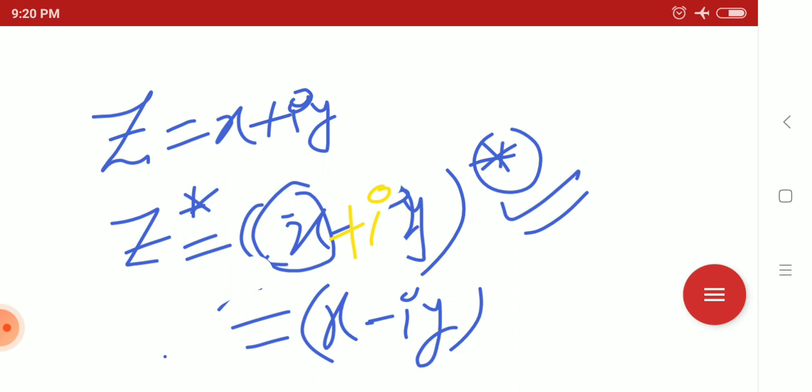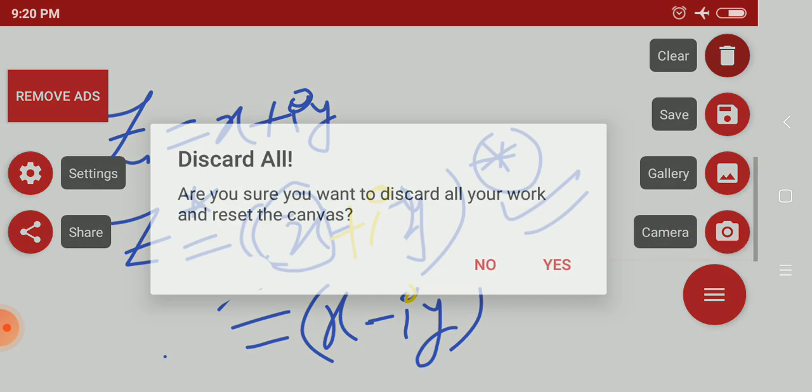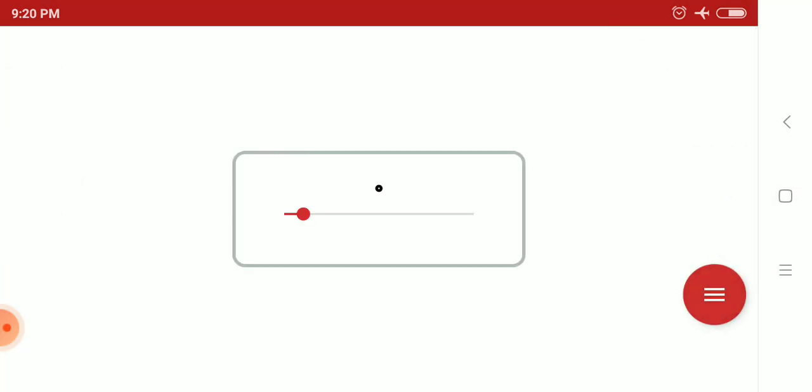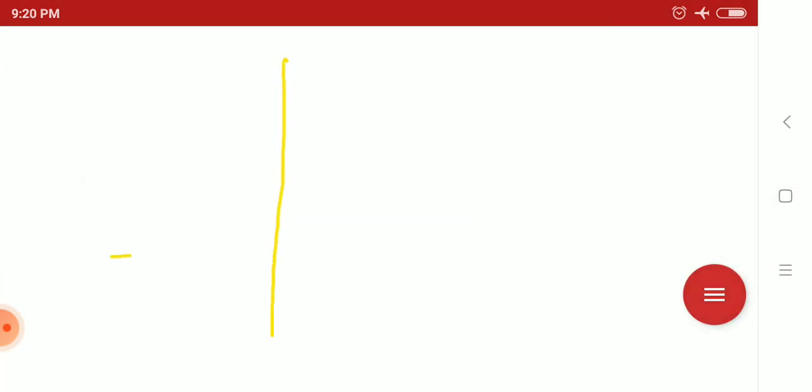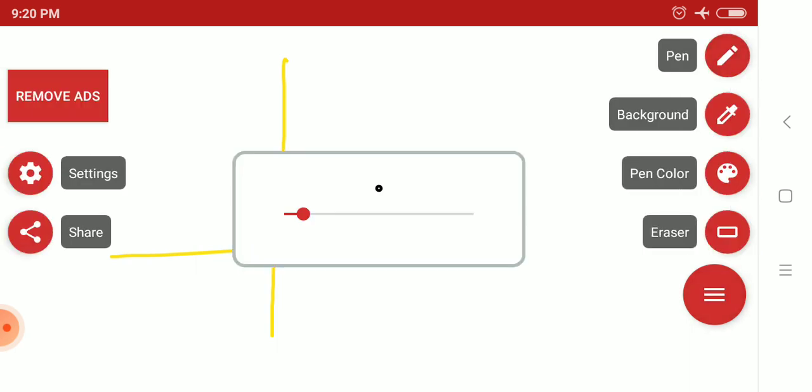If iota is plus iota, then if you take the complex conjugate, it will be minus iota. This iota term will be changed. Let me show you by graphical representation. Graphical representation means whenever you are drawing a complex number. Here you are drawing a complex number. Let me change the pen color.